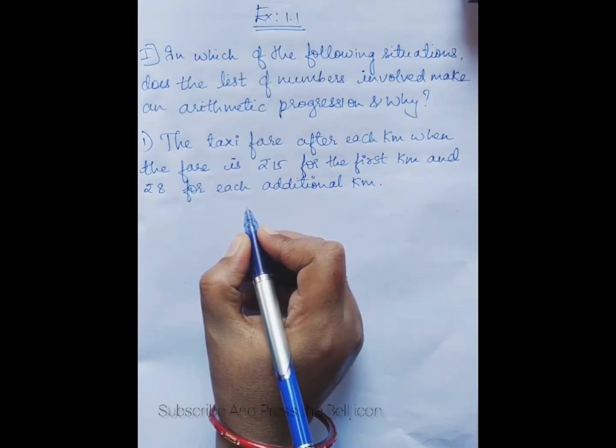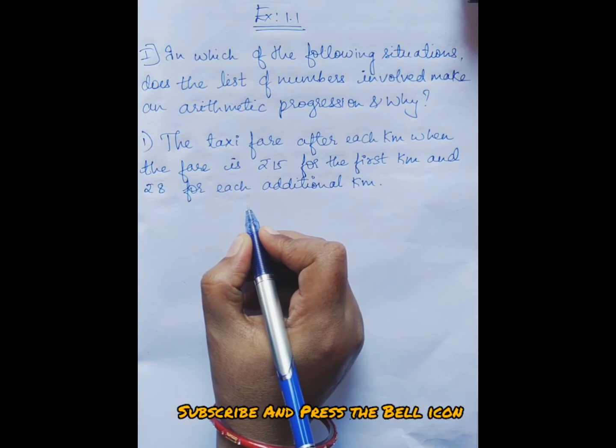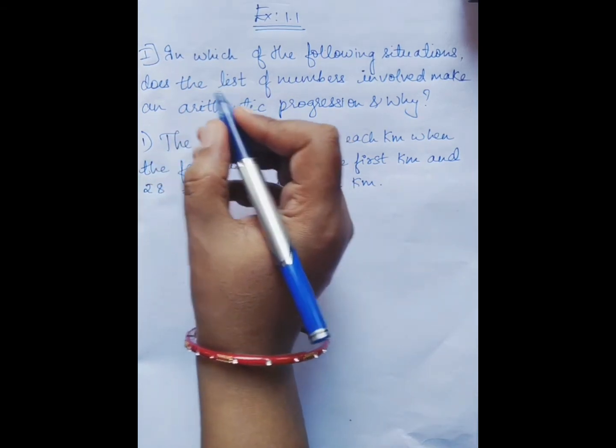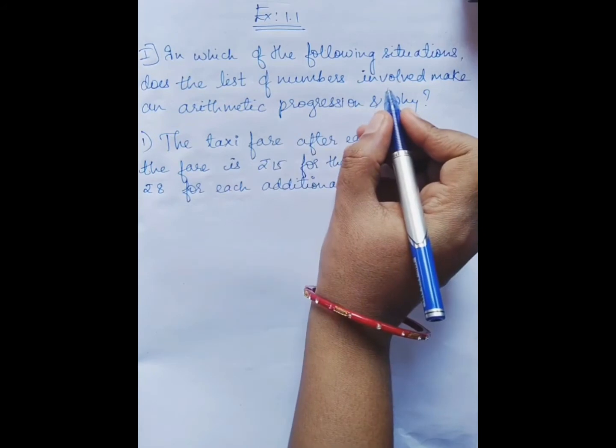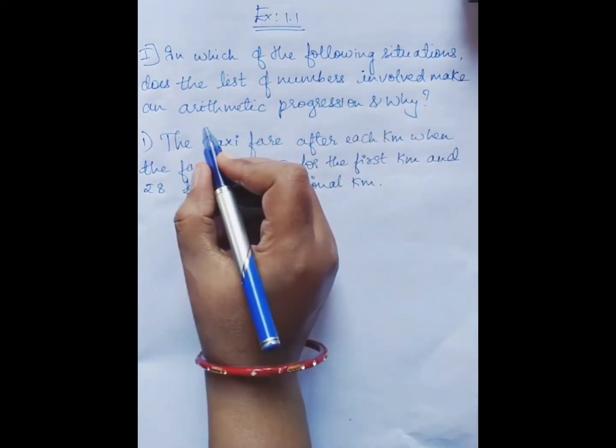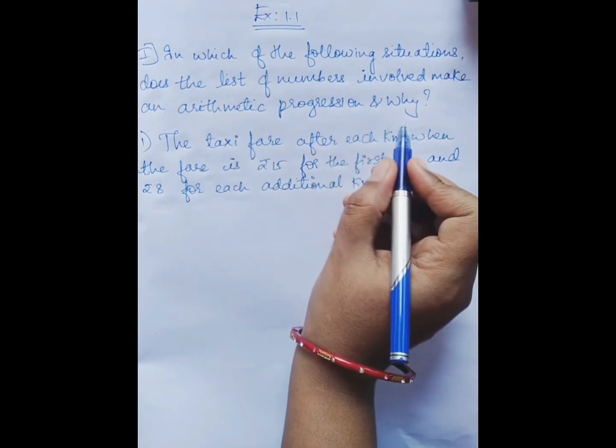Hello students, in the previous video I have explained the basic concept of arithmetic progression with some examples, and now I am going to start exercise 1.1, and the first question is as follows. In which of the following situations does the list of numbers involved make an arithmetic progression and why?